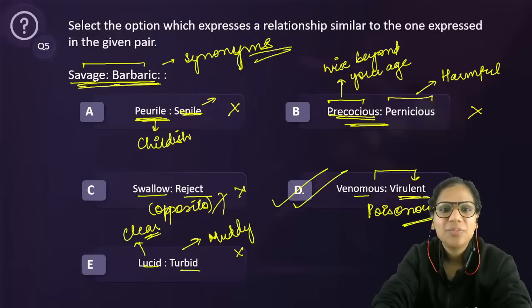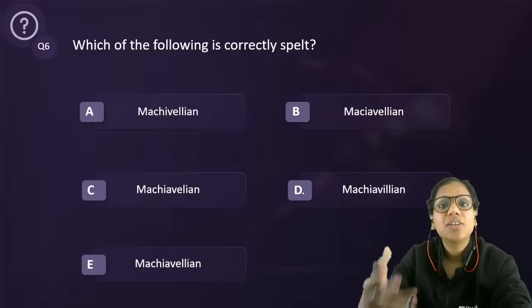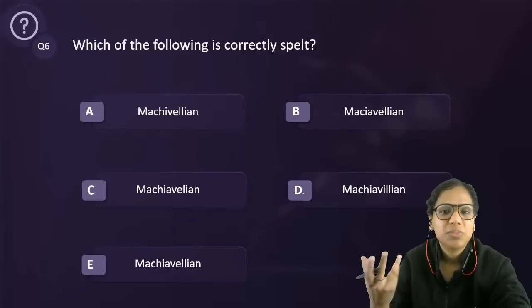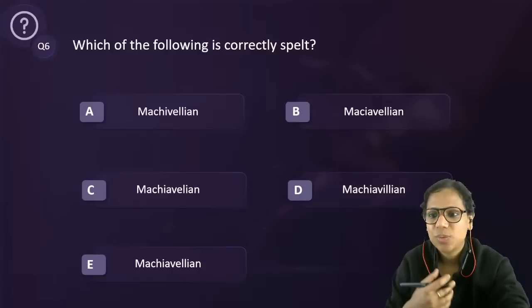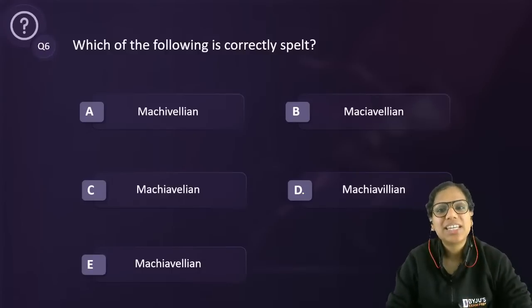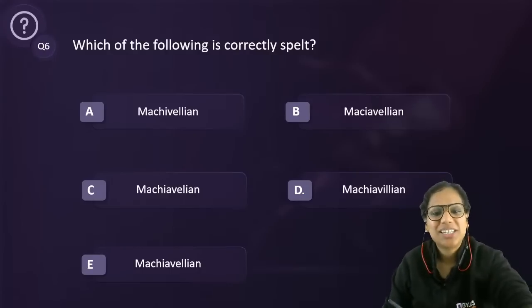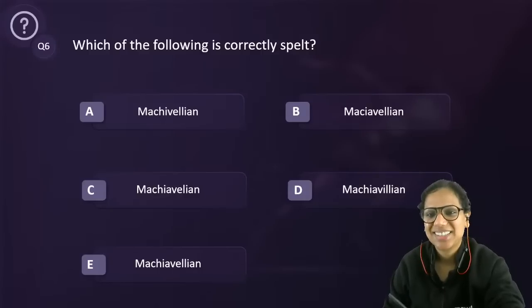Clear to everyone? Just remember these words. Revise this, let's say tomorrow, day after. Just revise it once. Question 6. Which of the following is correctly spelled? Let's see who answers the fastest here. What is the correct spelling of this word?